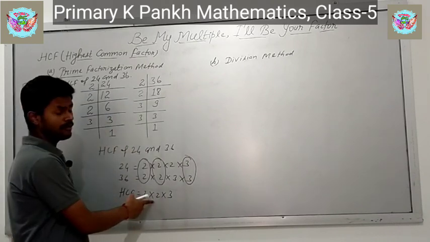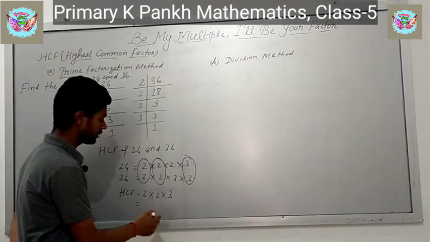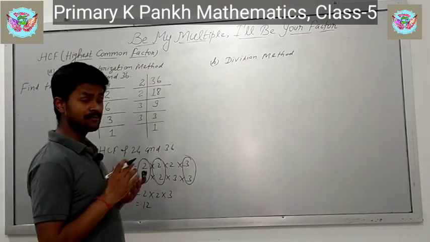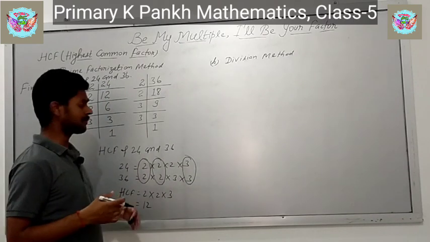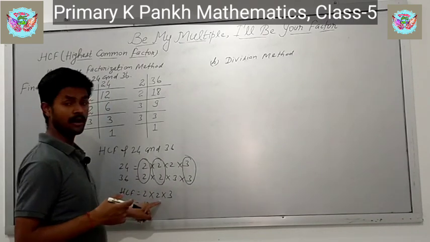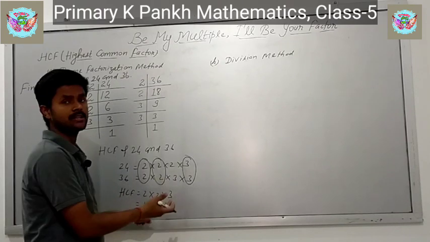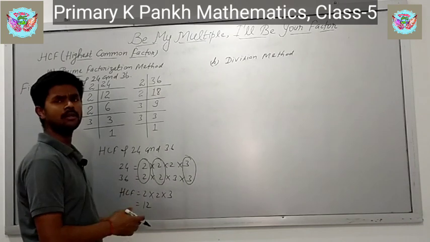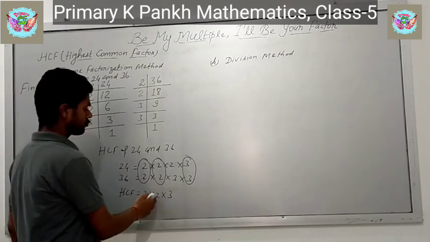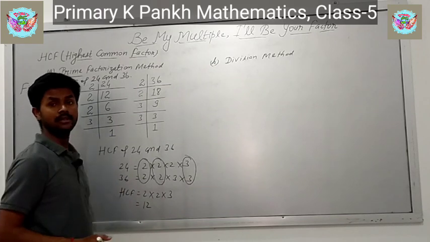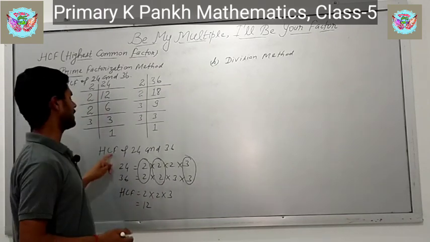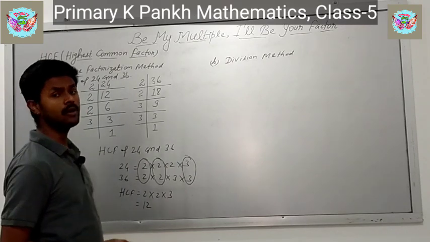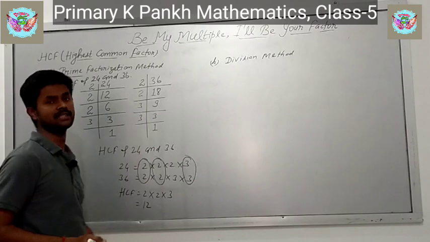2 twos are 4 and 4 threes are 12. Always remember, when you multiply, you have to multiply all these numbers. Like 2 twos are 4, after that 4 threes are 12. You can multiply these numbers from right to left, or from left to right, like 3 twos are 6 and 6 twos are 12. So you can easily say that the HCF of 24 and 36 will be 12, because we have found 12 as the HCF of 24 and 36.